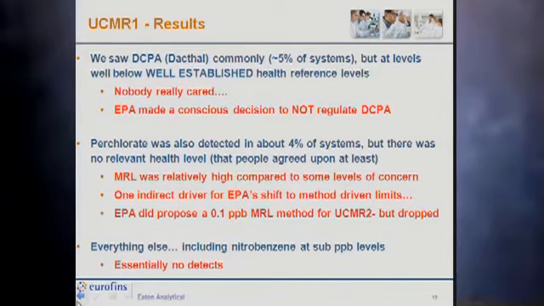For everything else in UCMR1, including nitrobenzene at those sub-ppb levels, we really didn't see anything. So you had about 25 analytes of which there was no real need to think about regulating, perchlorate being the one outlier there, which now, approximately 11 years later, EPA says they will propose a regulation later this year, but it's already been pushed back 6 months from that time.